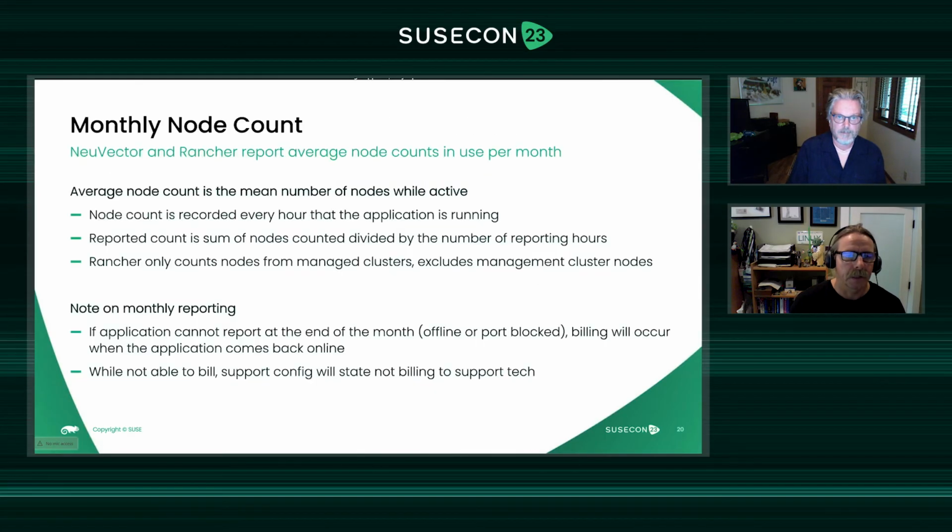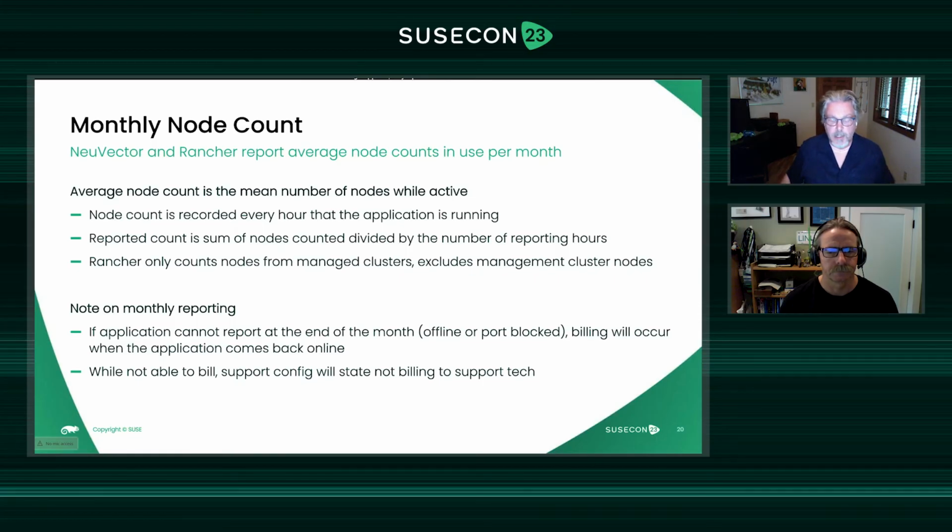All right. So how does this work with the monthly node count? And maybe Ron, you want to go through the details here. Sure, as we just talked about, this is the detail written down. The average node counts are per month, and in the Rancher instance, they're per control plane, and in NeuVector, they're per primary. And in the primaries, any of the downstream clusters that are part of that primary get counted in that node count. So the node count is counted and recorded every hour that the application is running.